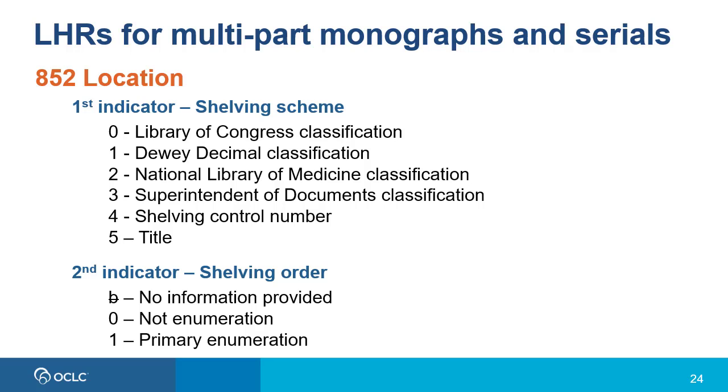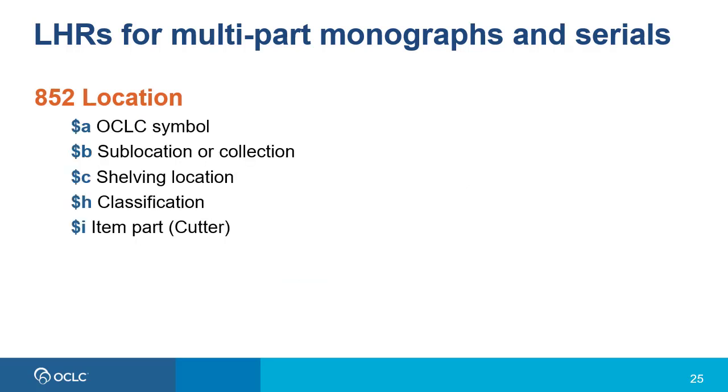852 locations for multi-part monographs and serials would be recorded in the same way as you would for a single part item, with the first indicator, shelving scheme, and so on. Subfields for your 852 will also be recorded in the same way, with subfield A for your OCLC symbol, subfield B, sublocation, and so on.